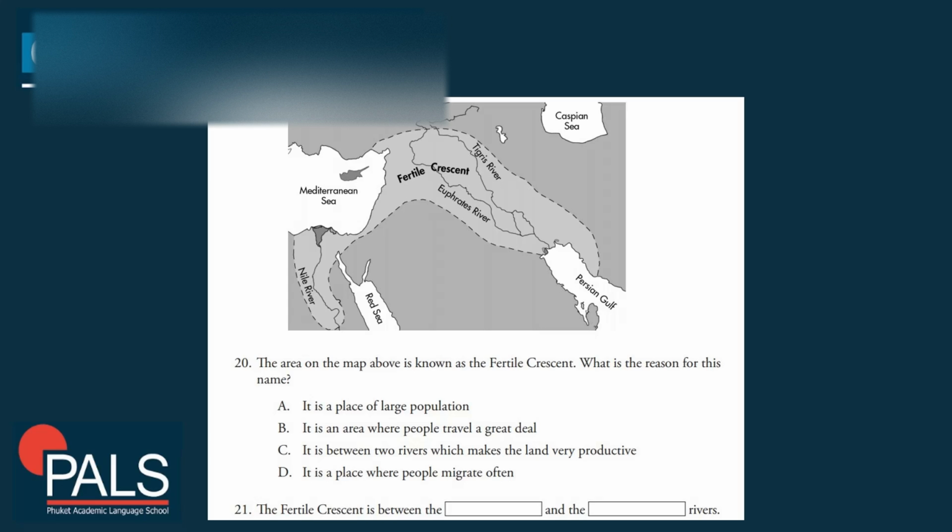C is the most likely, as we have visual evidence of there being 2 rivers, and there is no evidence of population. 21 asks, the Fertile Crescent is between the blank and the blank rivers. Well, this one's pretty easy. I hope you get questions this easy on the exam. If you look there right in the center, the Fertile Crescent is sandwiched between and around the Tigris and Euphrates rivers.